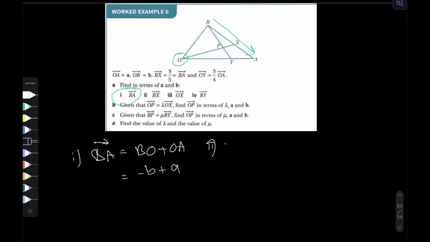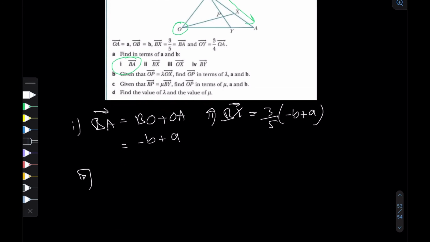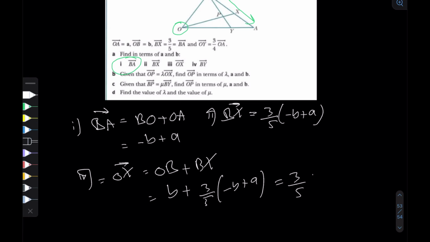Next, it asks us to find BX. Well, BX is just 3 over 5 times BA. We already calculated what BA is, so this should be 3 over 5 times minus b plus a. And then we have to find OX, right? So we know BX and we also know OB. We can use this. So OB plus BX, we know that OB is just b, plus BX is 3 over 5 times minus b plus a. This would be 3 over 5 a minus 3 over 5 b, plus b, which gives 3 over 5 a plus 2 over 5 b.